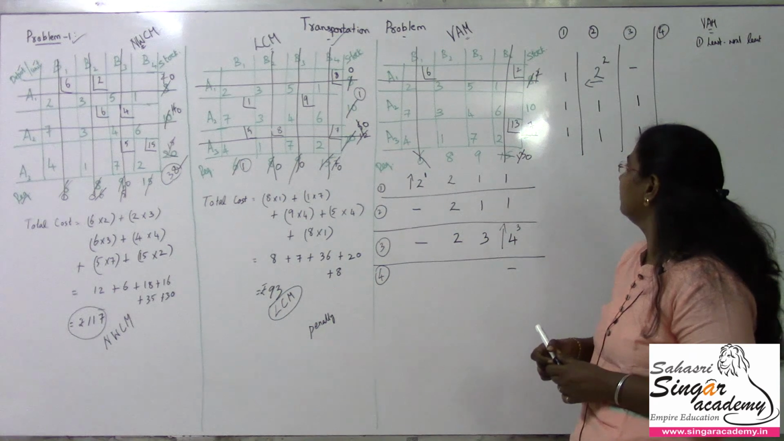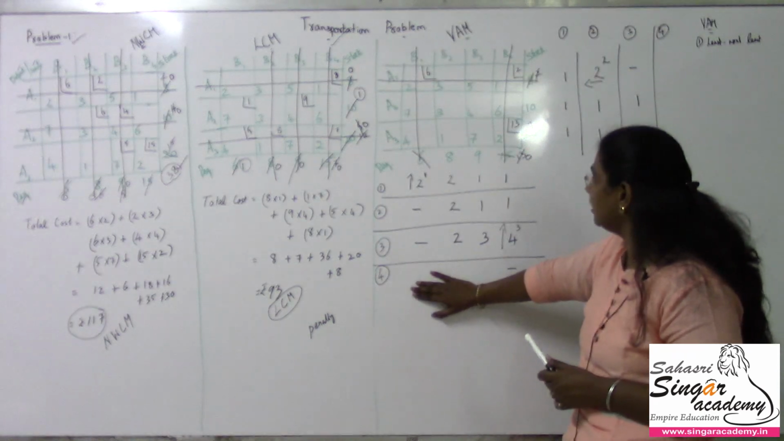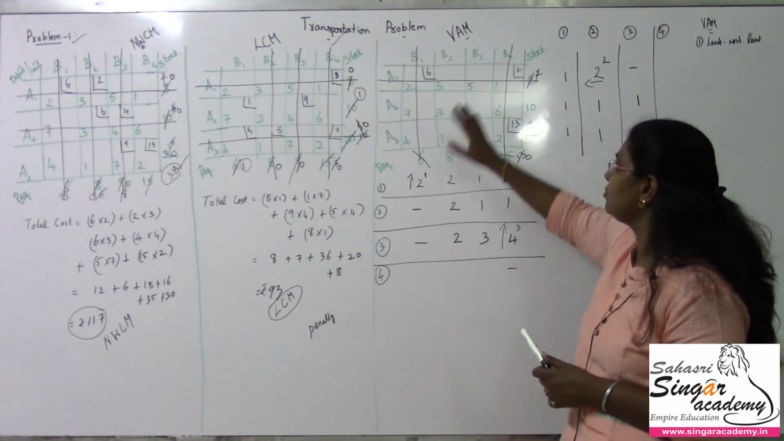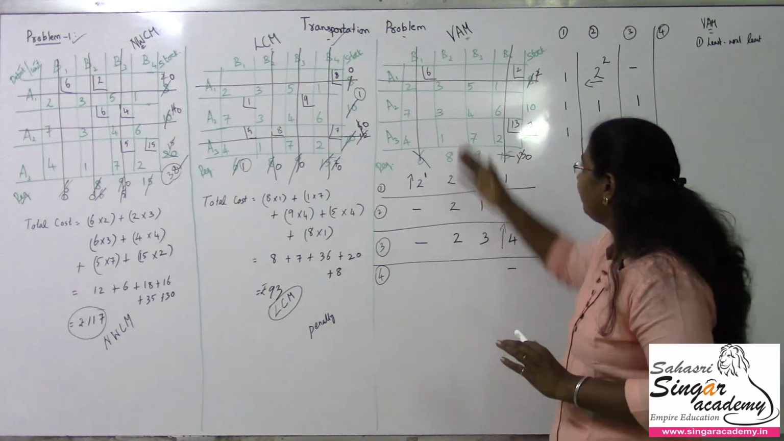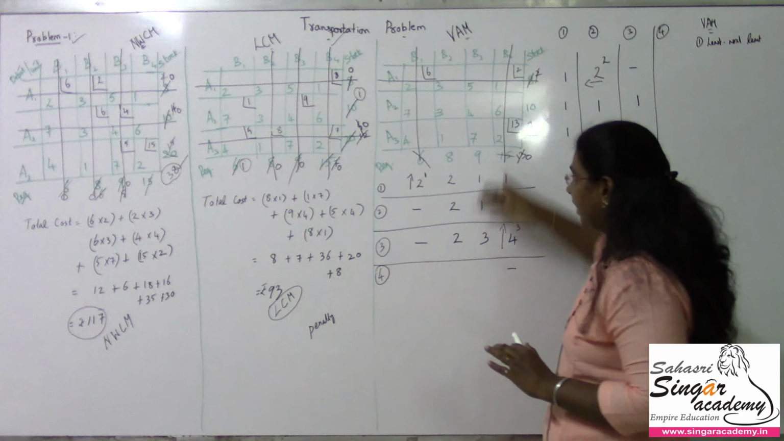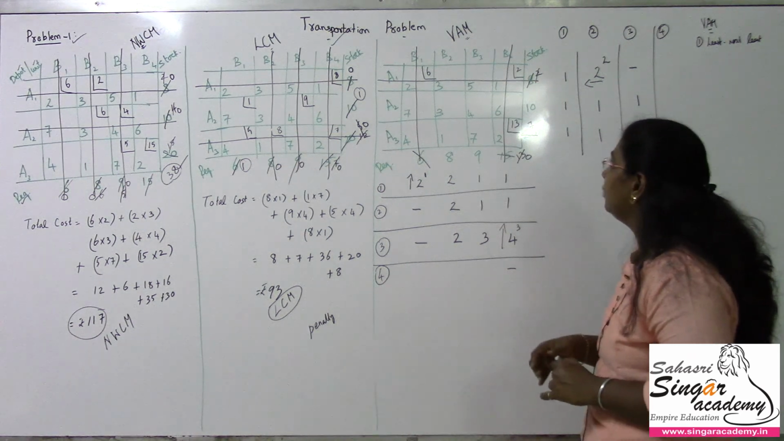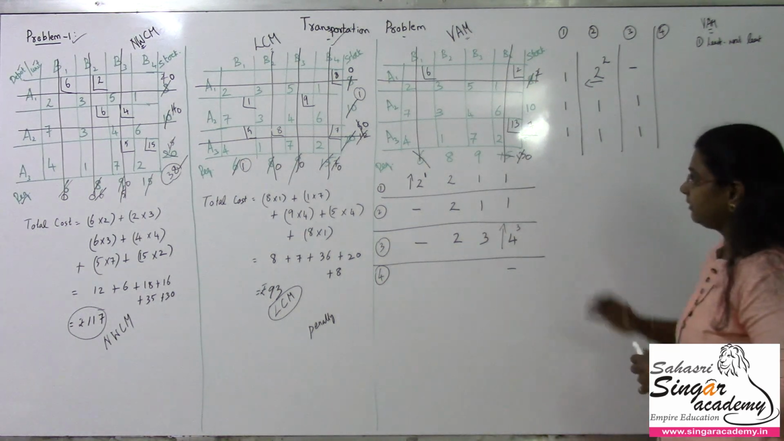Maximum 4 or 5. So maybe this may be the last one because all values are close. That is either should be cancelled or allocated. Okay. So for each and every column I have to have lines. Okay. So this is how I can do it.